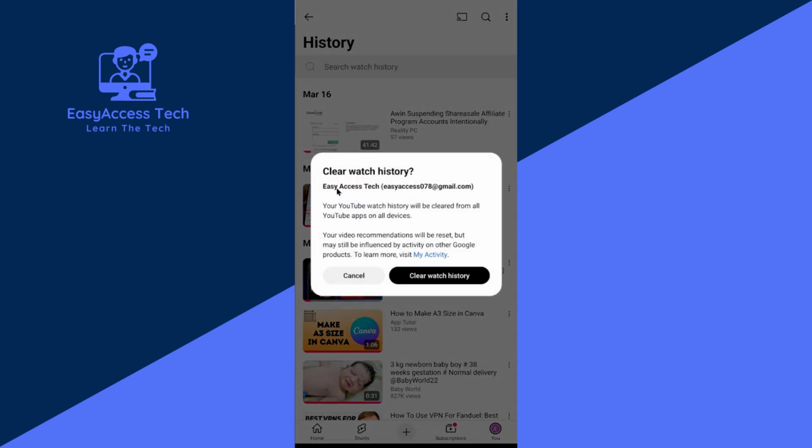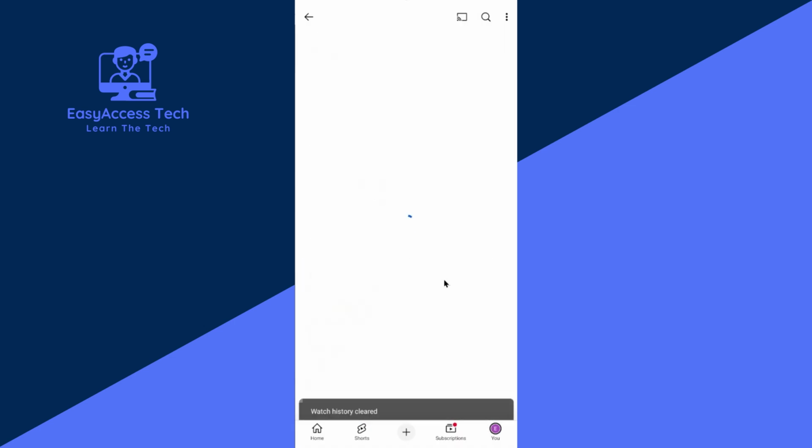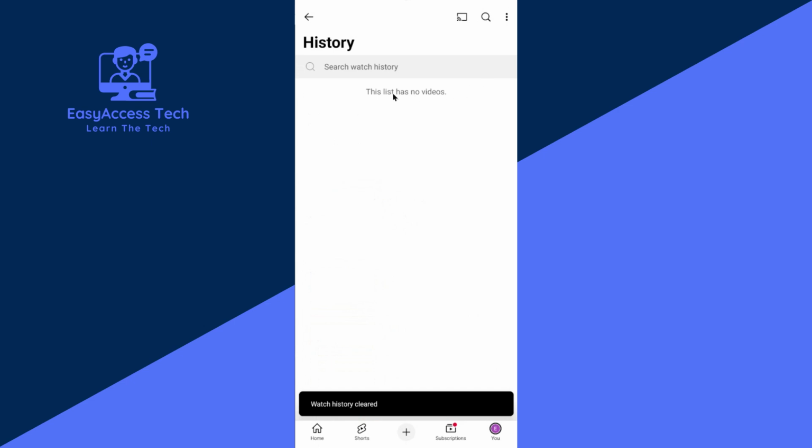Now you will get a warning, clear watch history. There are two buttons, one is cancel and another is clear watch history. Now again tap on clear watch history. See here, your watch history is cleared.